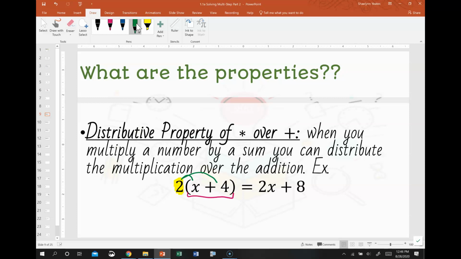Getting something that was 2 times the quantity of x plus 4 becomes 2x plus 8, which is kind of a cool thing. And this we just generally simplify down to, when I'm writing it down anyway, distributive property. Why? Because I don't want to write the whole thing.